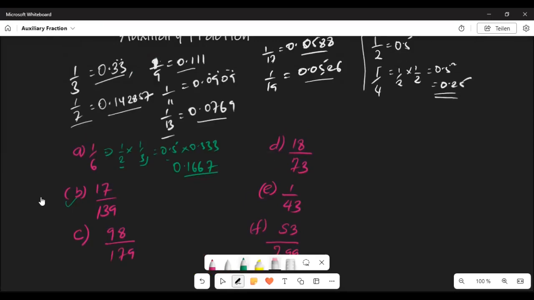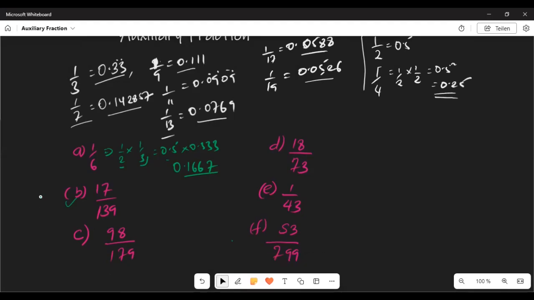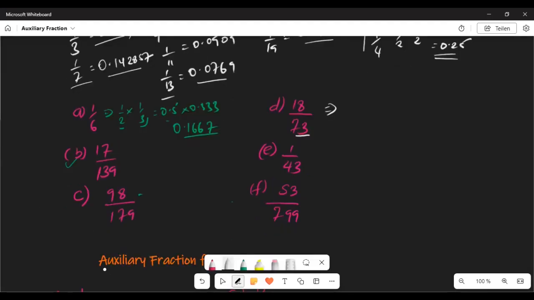So again here, C is the same. We're going to use the same method. So 98 over 179. Again, here we're going to have 98 over 1 multiplied by 1/179. But we have to promote this 179 to 180. So if we promote, that's going to be 1/180. But this 0 will cancel, so that we have here 9.8.